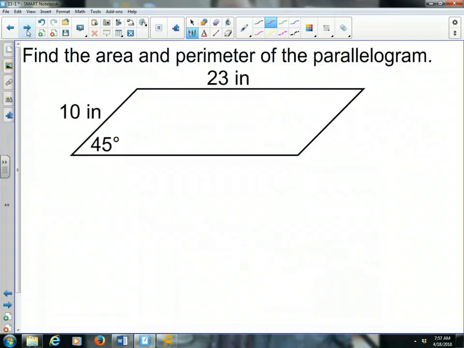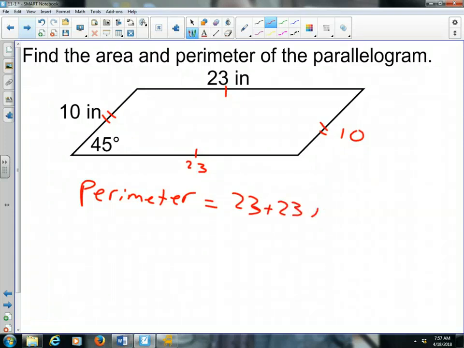Such as this problem right here. Let's find the area and let's find the perimeter. I would say that the perimeter is a little bit easier, so let's maybe find that first. The perimeter. In a parallelogram, opposite sides are congruent, so 23, 23, 10, and 10. So the perimeter is 23 plus 23 plus 10 plus 10. Right? It's adding up all 4 sides, the distance around a figure. So 23, 46, 56, 66. 66 inches is the perimeter of this parallelogram.